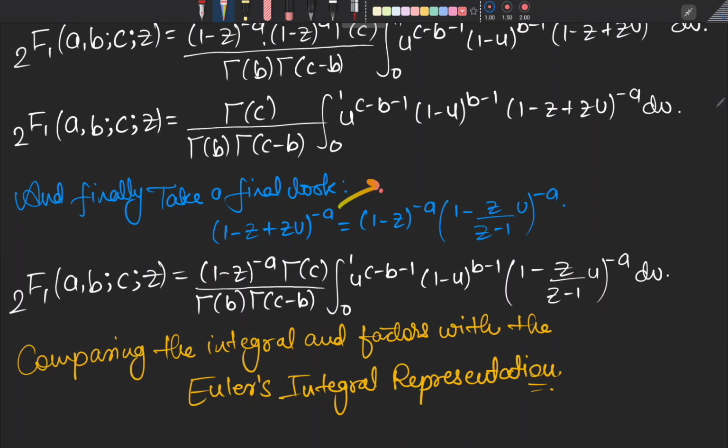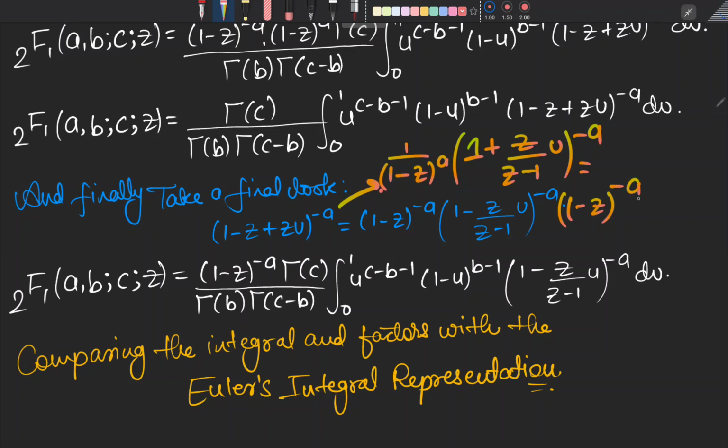So basically it's 1 over (1 minus z) to the a, right? And if we factor it out, that's going to be giving us (1 plus z over z minus 1 times u) whole to the negative a. And here I have just factored out this negative, so that's going to be giving us a negative here. So that's why it's written something sort of like that. It's (1 minus z) to the minus a times (1 minus z over 1 minus z) to the minus a, right?